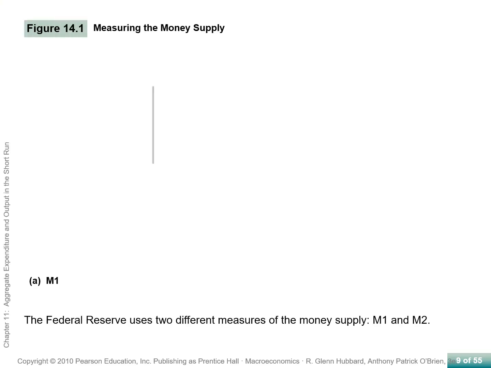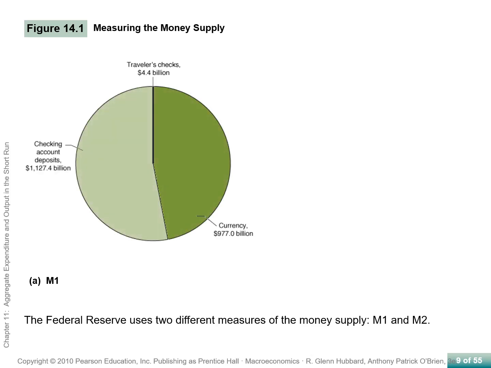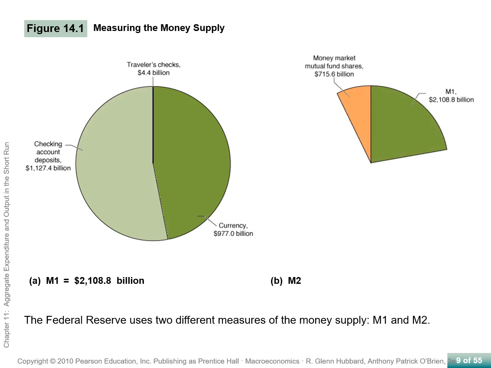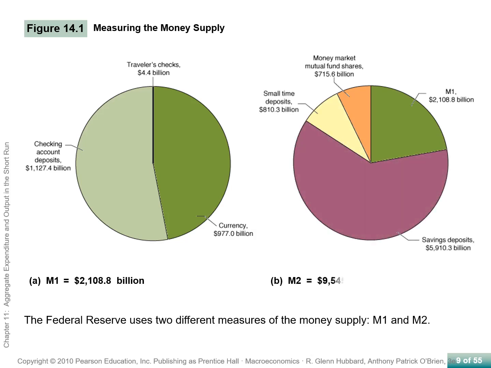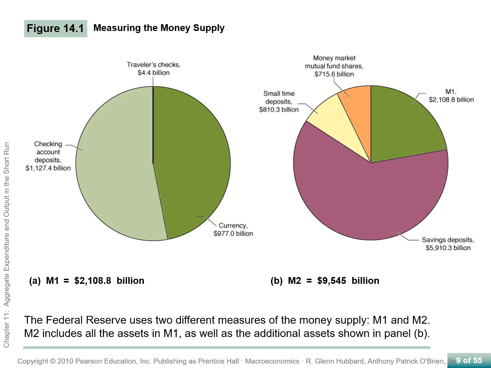So this figure is going to show us the difference between M1 and M2. These measurements are coming from the Federal Reserve Bank, which we'll talk about momentarily. The left-hand pie chart, which is denoted as A, indicates M1, which at this time, it's bigger than this now, but at the time in which this graph was created, it was $2.1 trillion. So 2,000 billion is $2 trillion. $977 billion, so almost $1 trillion just in cash and coins.